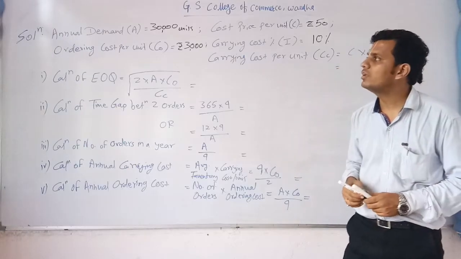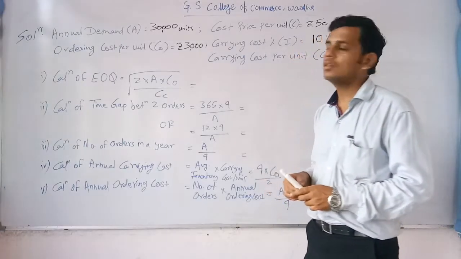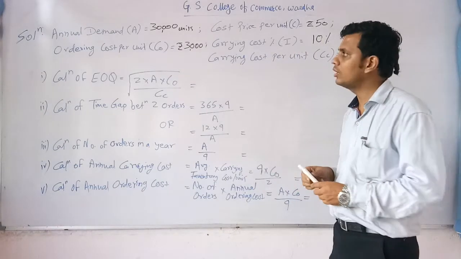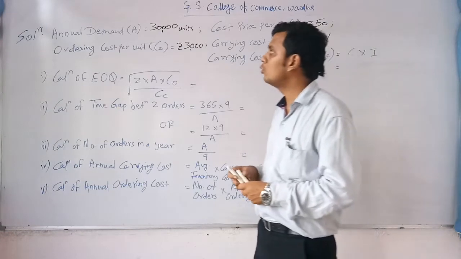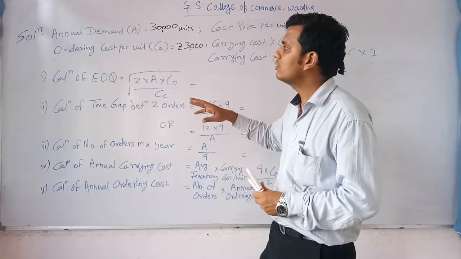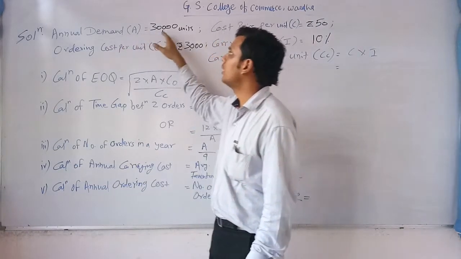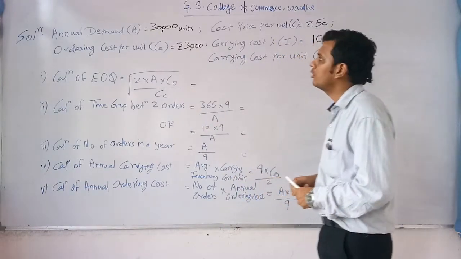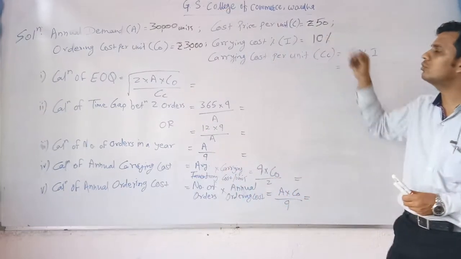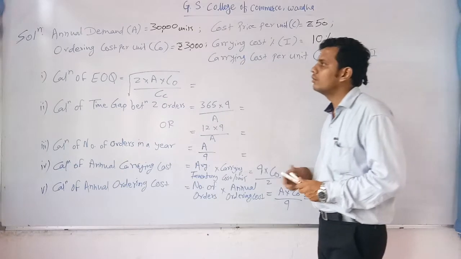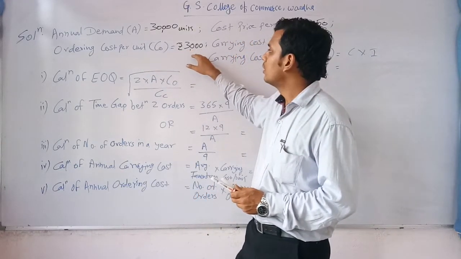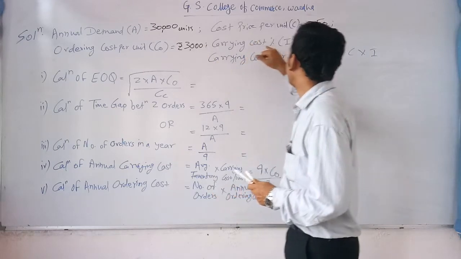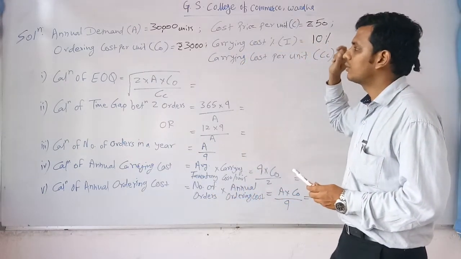Now we will move to the second question solution. Again, the question, as told earlier, is given in your Google Drive link, as well as it will be attached with the video. The question says that there is an annual demand for a product of 30,000 units with a cost price of rupees 50 per unit, whereas ordering cost would be 3000 and carrying cost would be 10%.